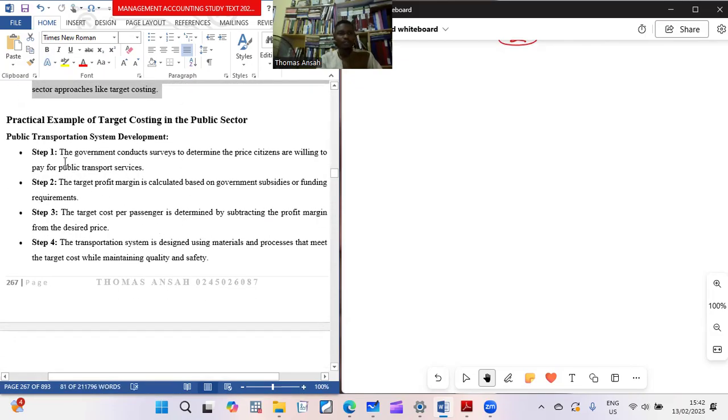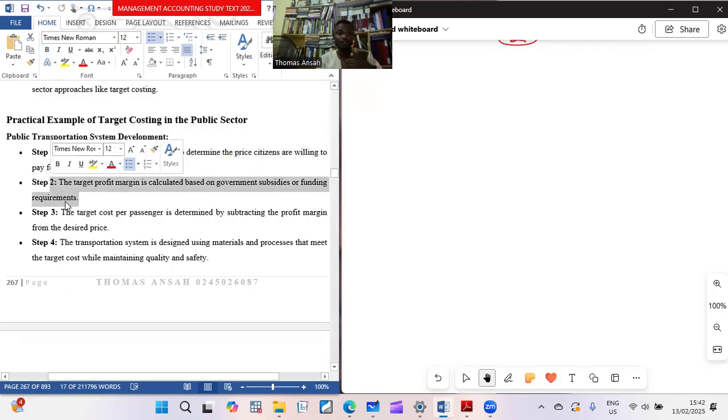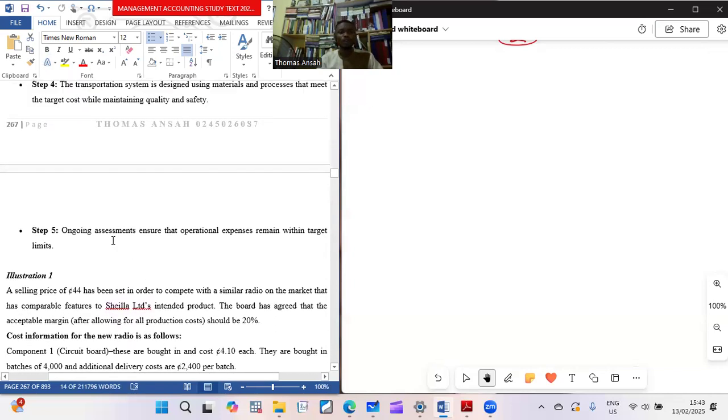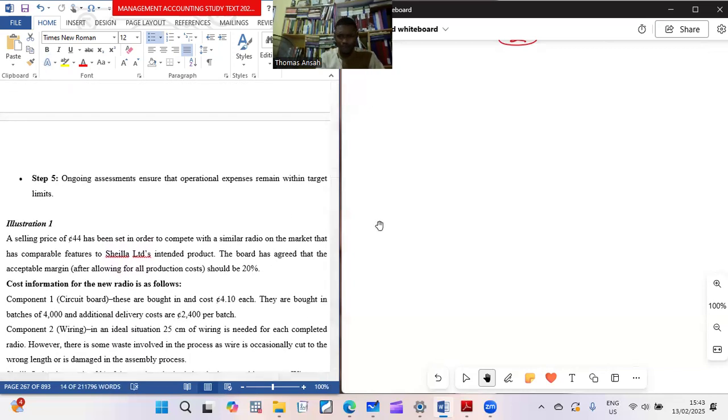All right, so the practical examples of target costing in the public sector: let's say we are a transportation service system. The government should conduct a survey to see how much citizens are willing to pay for transport, determine its profit element, and then subtract to get the desired cost. Work your way around the cost to meet the needs of the people.